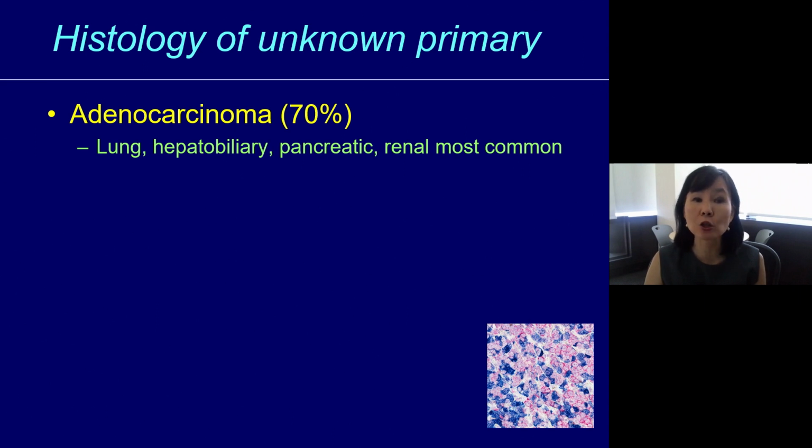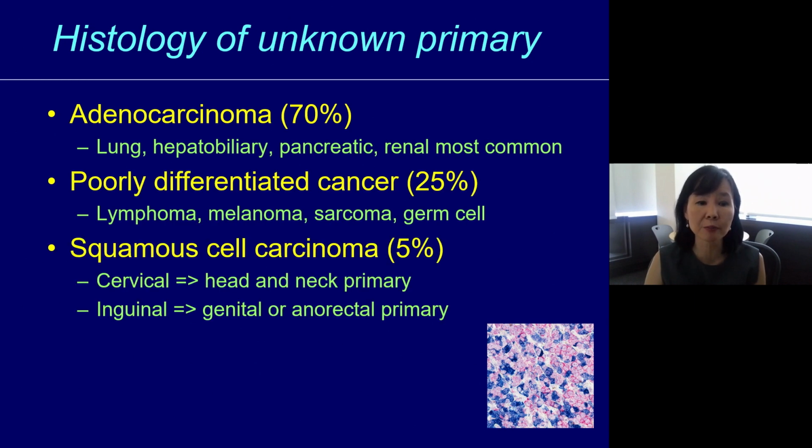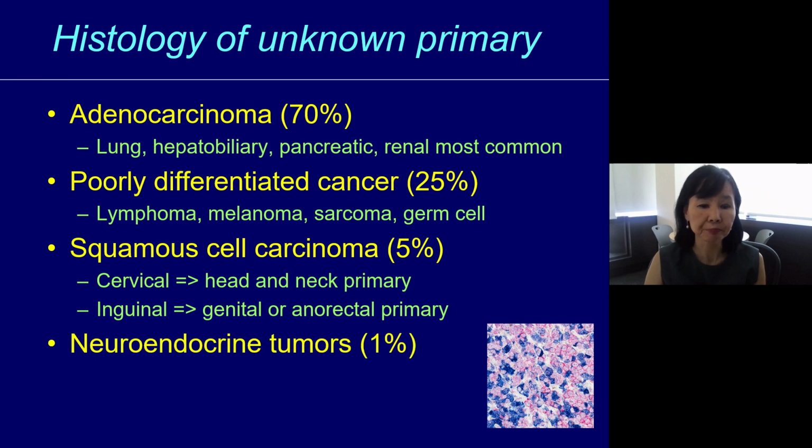In general, adenocarcinoma is the most common, about 70% of the time. Poorly differentiated cancers are 25% of the time, and squamous cell carcinomas are about 5% of the time, with cervical and head and neck primary, or inguinal, genital, or anorectal primary. Neuroendocrine tumors are only 1% of the time.